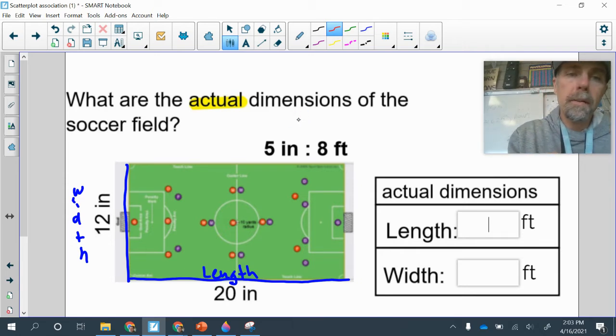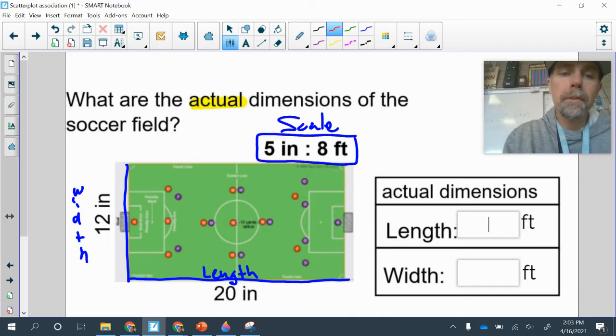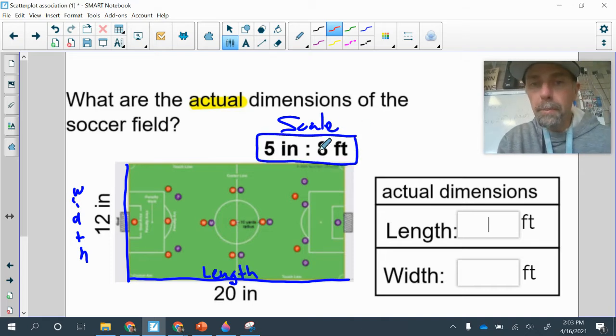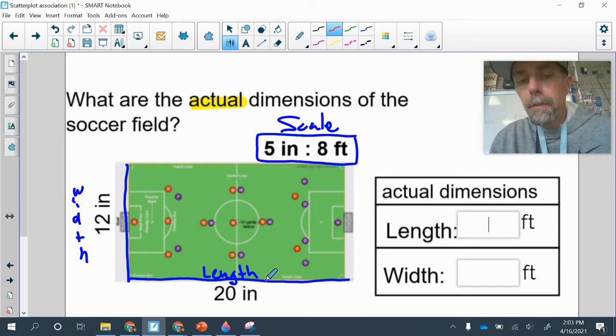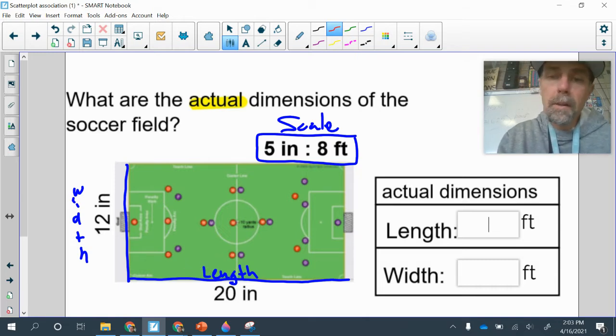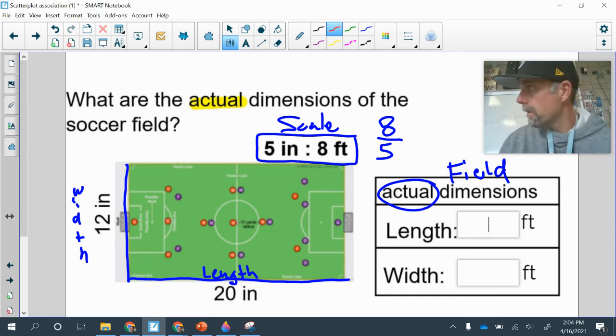So it's got a scale. So when you draw something small, you've got to have a scale. So every 5 inches represents 8 feet. So every 5 inches is 8 feet. So 8 feet, 16 feet. Every 5 inches, 8 feet. So if we use this scale and write it as a fraction, we can easily find the length and the width of the actual field, the one outside that we play on, okay?